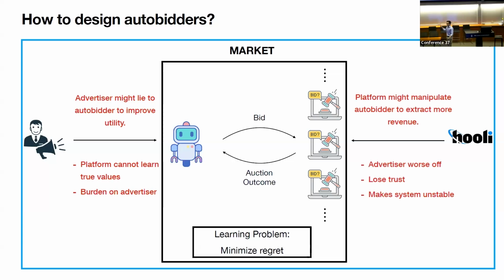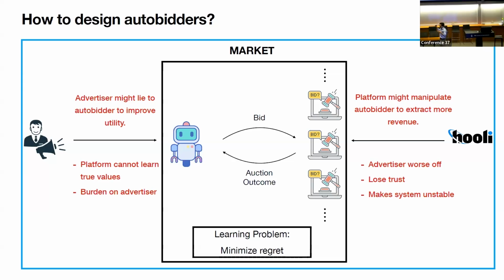On the other hand, the platform or the web page that owns the ad space gets to set reserve prices, and they can try and manipulate your algorithm in order to extract more revenue out of it. Once again, this is bad for the advertiser because they're typically worse off. They lose trust in the system if you're giving them auto bidders that can be easily manipulated. Also, it just makes the system unstable because you have to set the reserve price dynamically to take advantage of it, and then the learning algorithm is constantly learning, which is bad for inference.